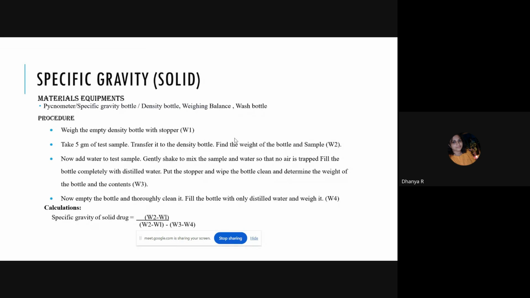Now coming to the specific gravity solid. Specific gravity solid, this is a bit of complex procedure. For this also the same equipments are needed. Specific gravity pycnometer, you have specific gravity bottle, you have density bottle, weighing balance और wash bottle. So पहले weigh the empty density bottle या pycnometer with the stopper, उसको हम W1 नोट करेंगे। पहले pycnometer के empty weight को हम लेंगे, that is W1.